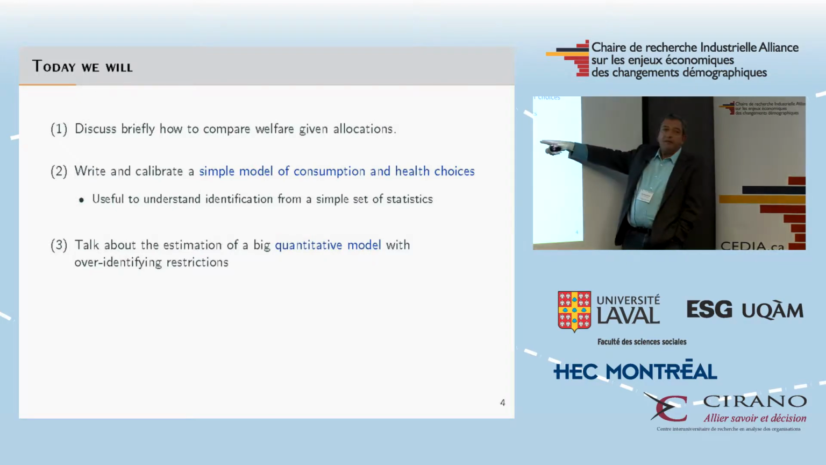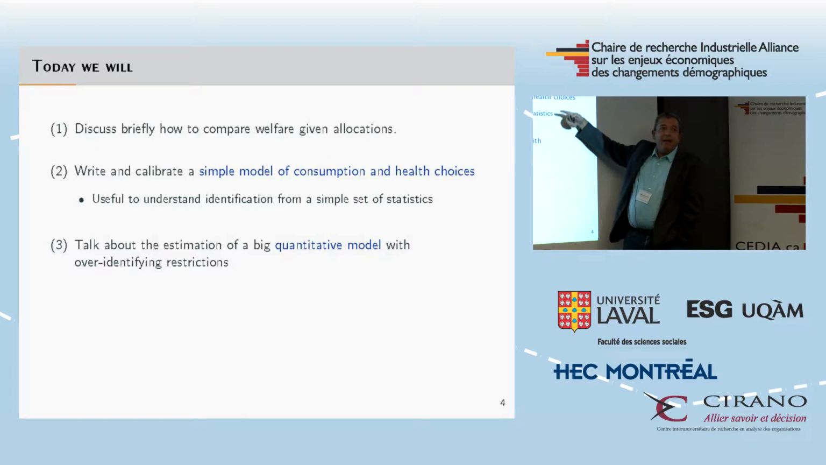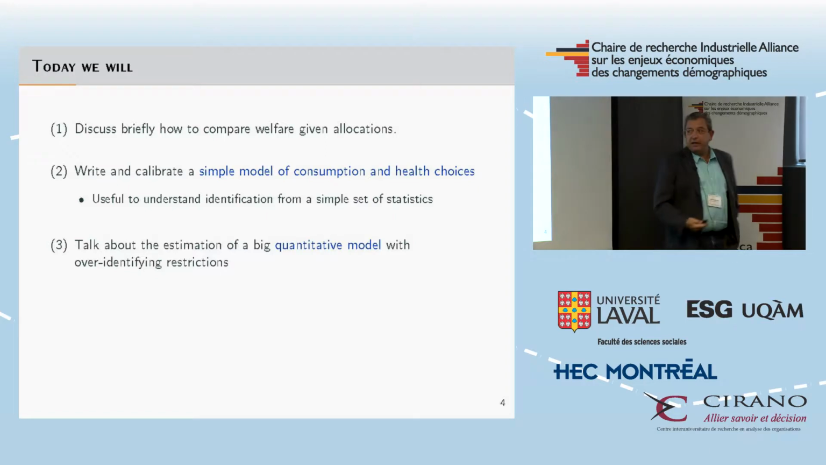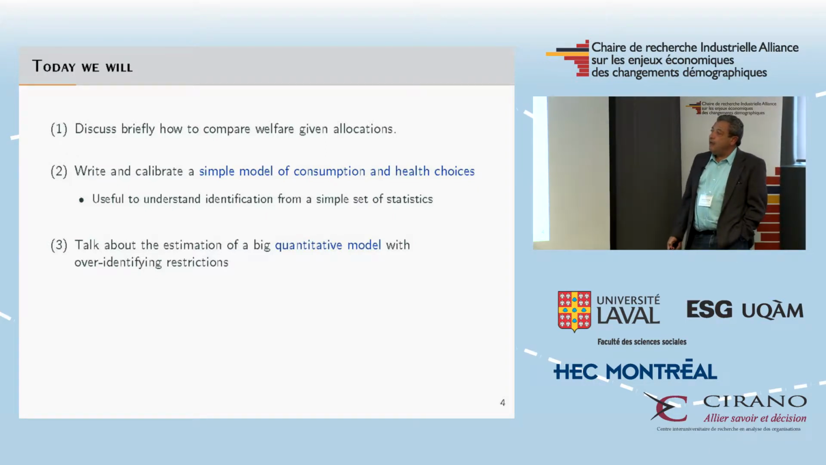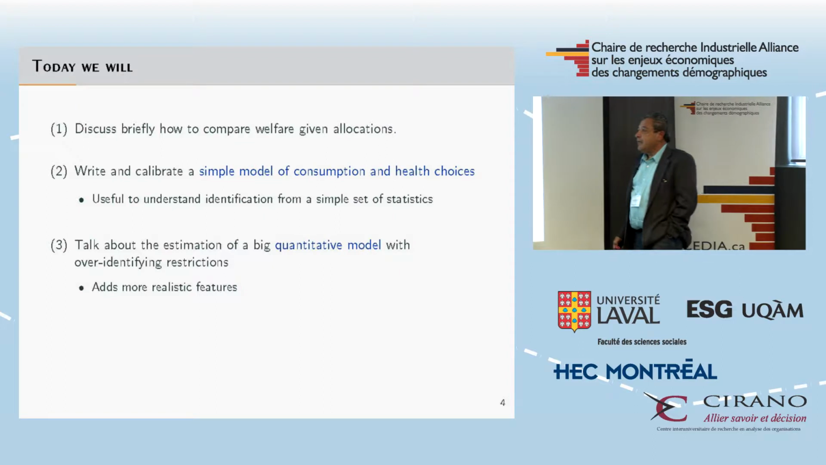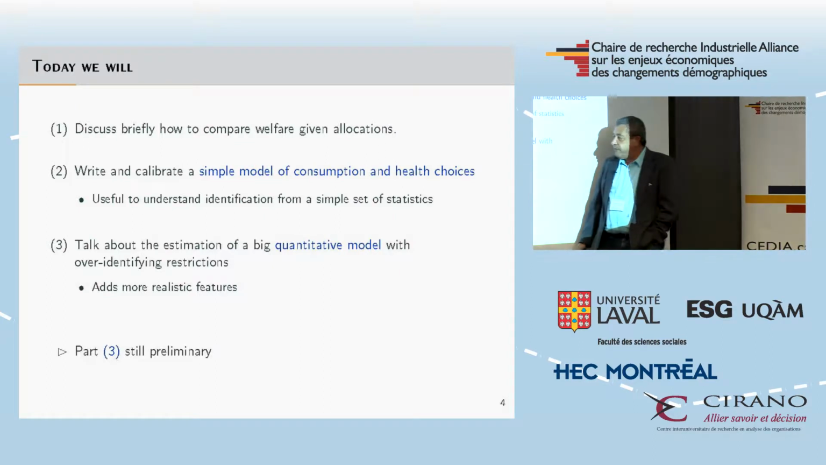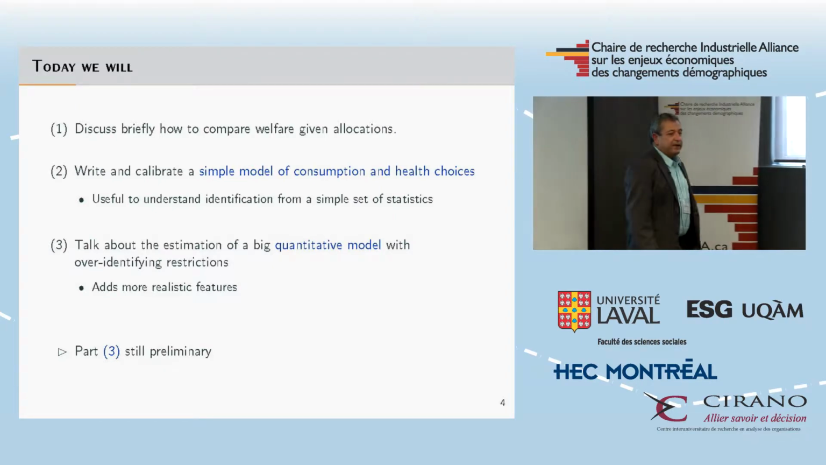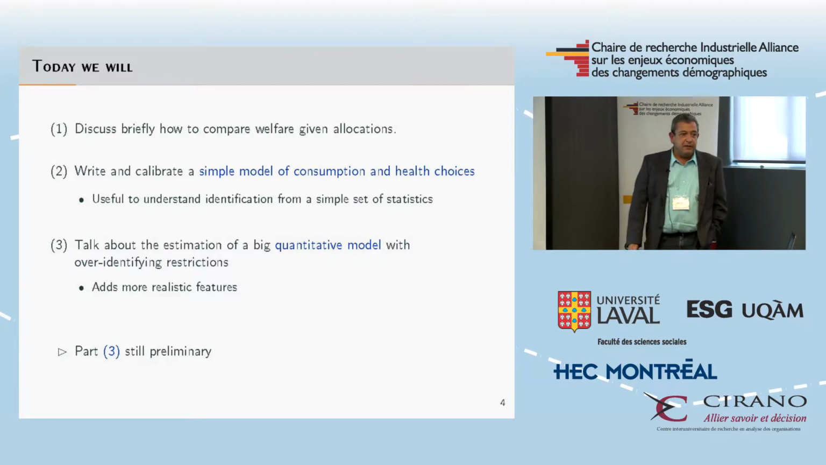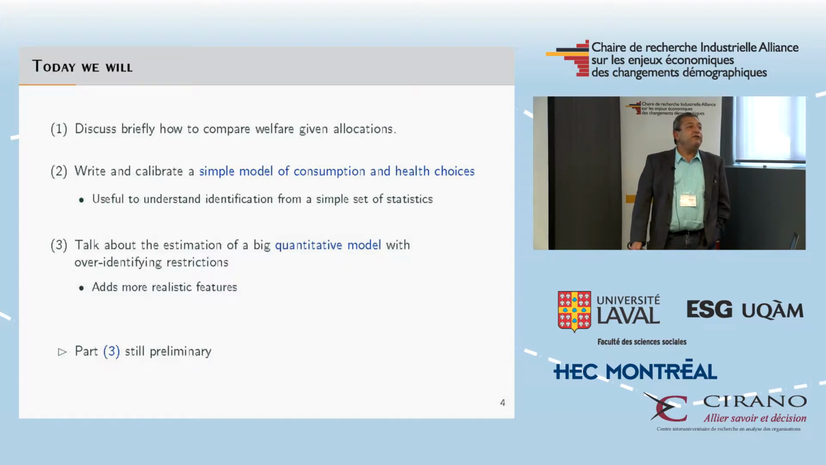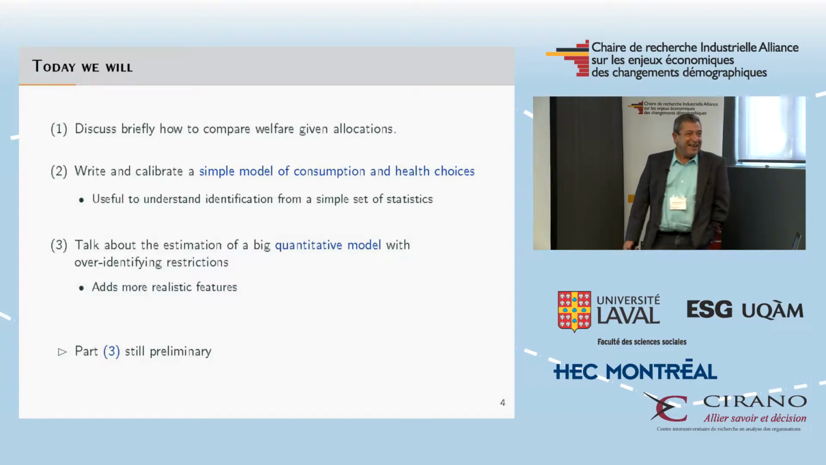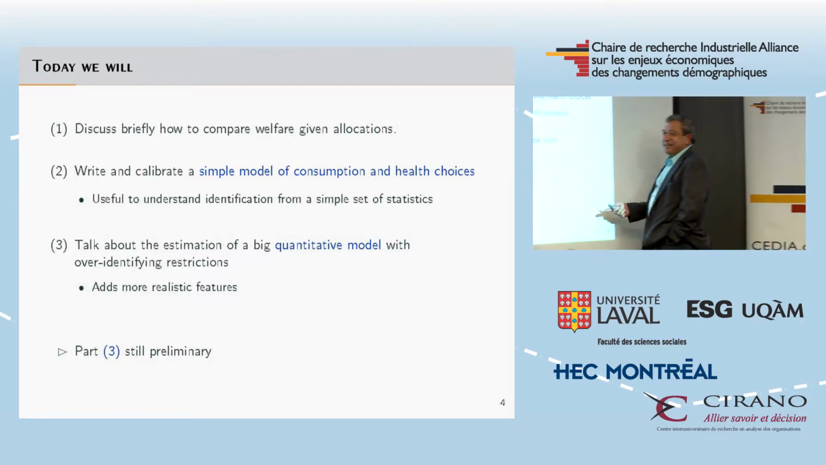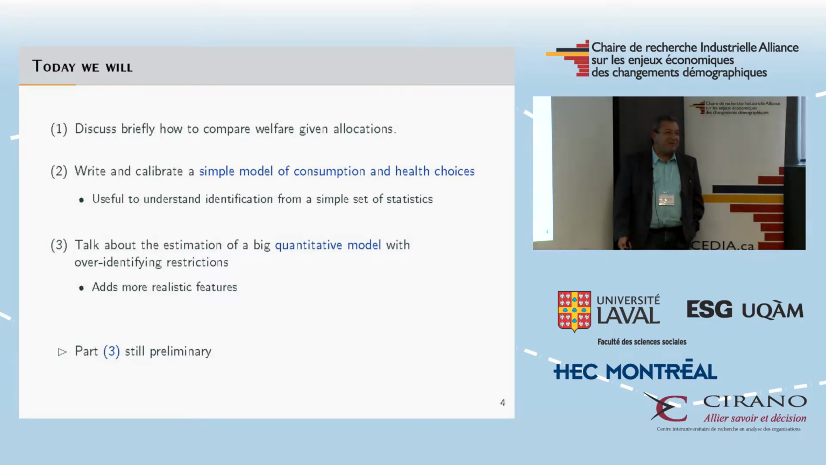I'm going to talk about the estimation of a big quantitative model that doesn't make the heroic extreme assumptions that this one makes and is facing in a more realistic way what the problems are. It has a bunch of more realistic features, but this part is still preliminary and our estimates are not settled because of a couple of hard technical problems that I'll try to share with you if you misbehave. I'll enjoy some time telling you this very boring part at the end.